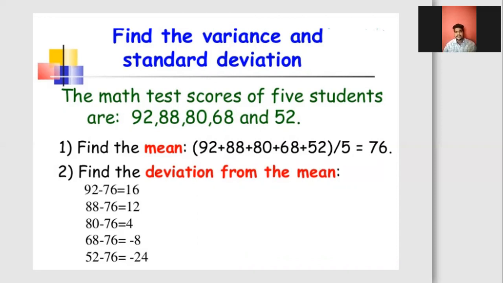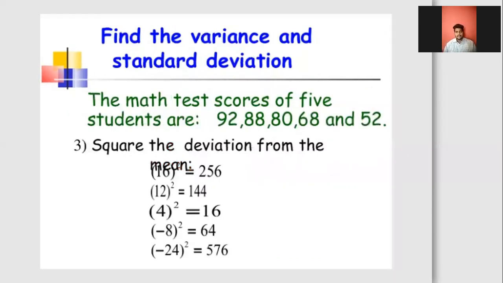So 92 minus 76 is equal to 16. 88 minus 76 is equal to 12. 80 minus 76 is equal to 4. 68 minus 76 is equal to minus 8. And 52 minus 76 is equal to minus 24.